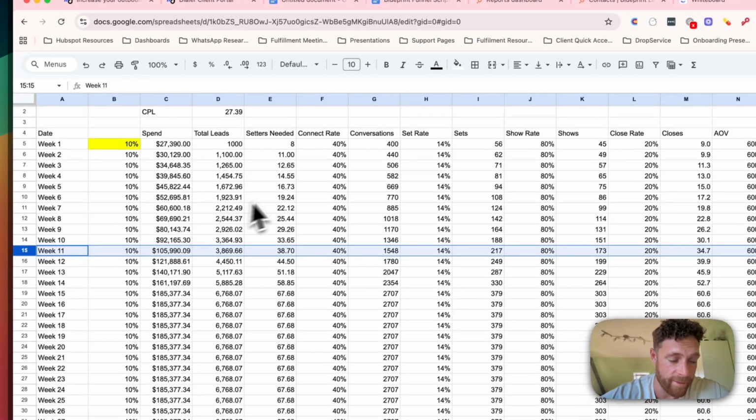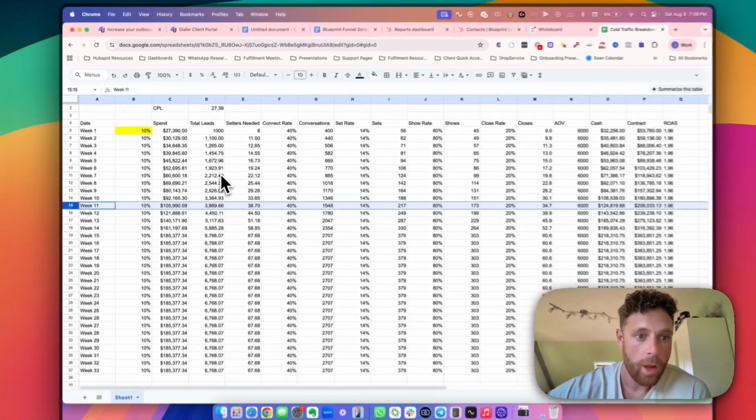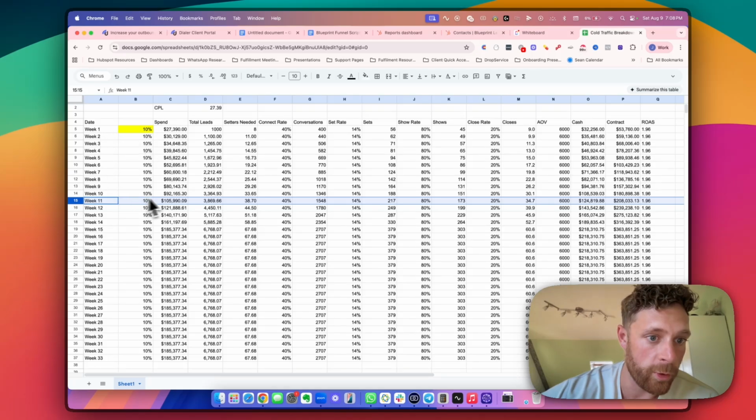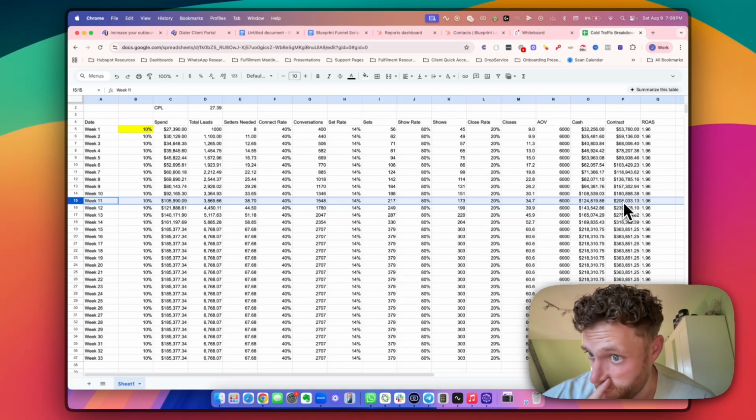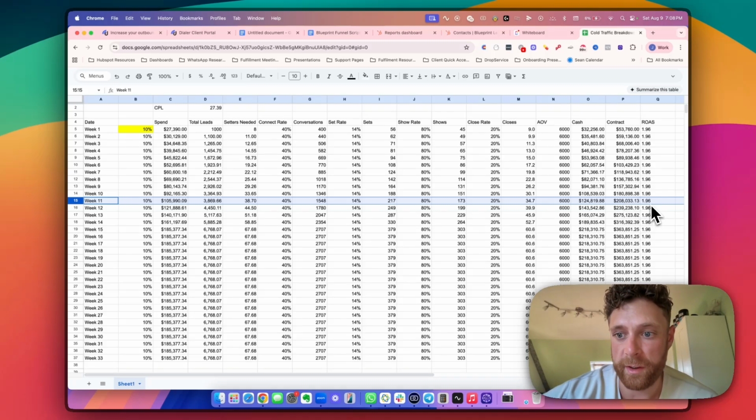So week 11 at this kind of scale, we took 12 weeks to go from 27,000 to 100,000 in ad spend, right? And that's per week, right? So now we're getting roughly 4,000 leads per week. And everything else stays the same. So right here is where we're going to start to almost hit our $1 million month on cash with this, right? That's with a 1.96x ROAS.